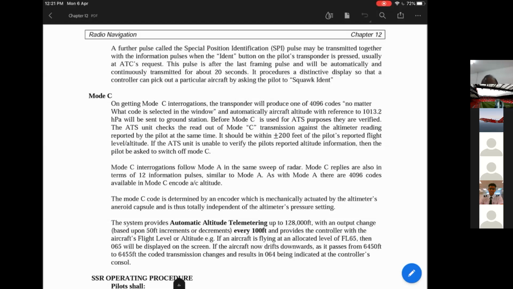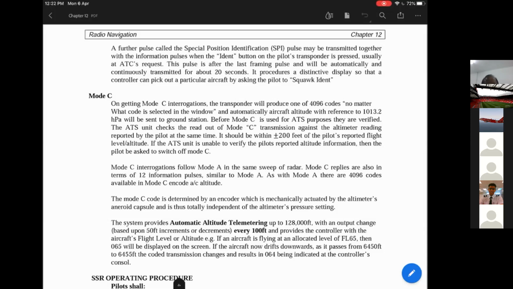I repeat, whatever codes you have selected out of 4096, the ATC will tell you, okay, mode C, select code so-and-so, right? Whatever code you have selected, the height information will always be displayed on the controller screen. We'll exactly know what the height of the aircraft is if you are on mode C.